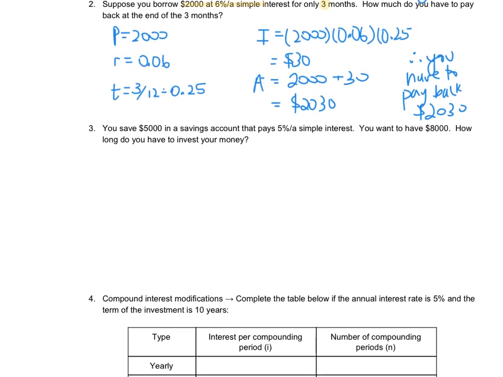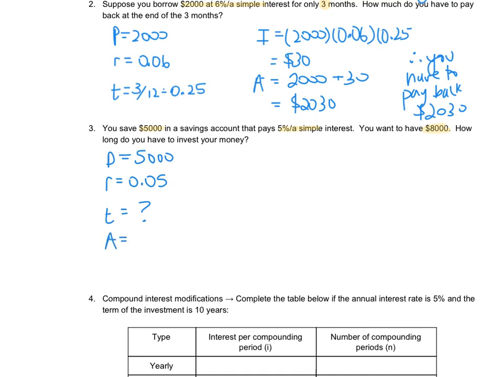Okay, let's try one more simple interest that's slightly different. So you have $5,000 in a savings account that pays 5% per annum simple interest. You want to have $8,000. How long do you have to invest your money? So now, yes, they gave us the principal, which is 5,000. They gave us the rate, which is 0.05, but they did not give us the time. That is what we are looking for.